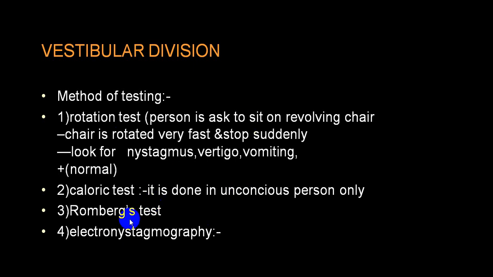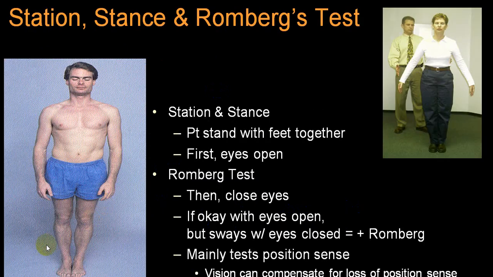Then the most important test, which is very easy, is the Romberg test. In that Romberg test, the person is asked to stand with two legs together, eyes closed, and always stand on the back side of the person so that he doesn't fall. And if he falls, you can give support. He is supposed to stand with the two legs together, two arms by the side and eyes closed. A normal person will be able to maintain the balance. Say this is two legs together, two arms by the side and eyes closed. The person will be able to stand with the feet together and eyes closed.